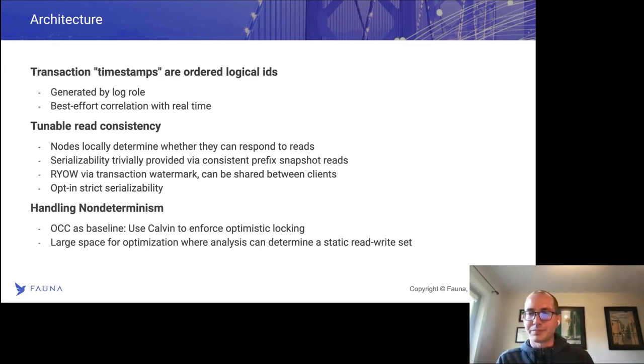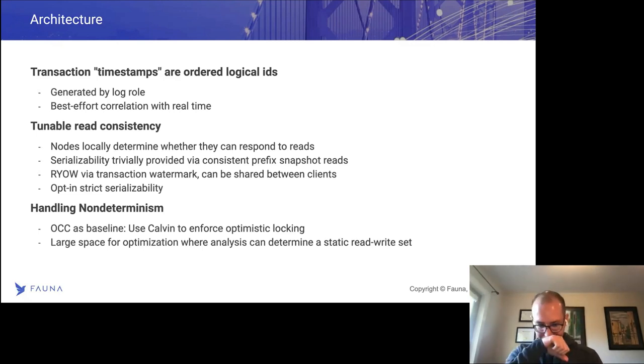And again, I talked about this before: core Calvin doesn't support non-deterministic transactions, but it's very straightforward to layer them on top. The baseline in our system is Calvin with optimistic concurrency control. We haven't taken advantage of this yet, and I'm looking forward to doing so, but there's a large space for optimization within the context of the protocol to avoid the contention bottlenecks of OCC, by performing query analysis to determine where you have a static read and write set, or by providing the application developer specialized functions they can opt into, specialized write effects that don't involve the OCC mechanism.